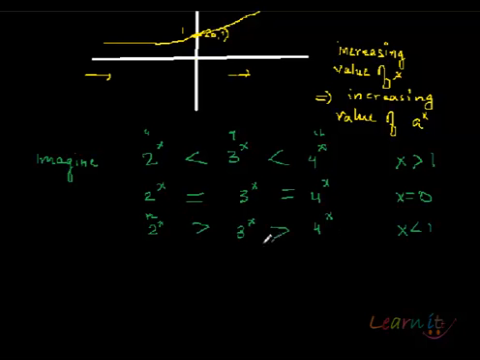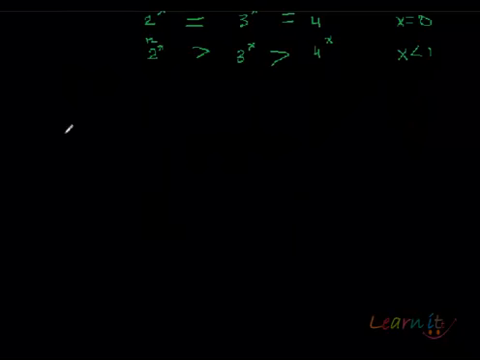Okay. And when x is less than 1, say 1 by 2 or anything, then 2 to the power x will be greater than 3 to the power x, which will be greater than 4 to the power x. So it's always good to put in some numbers and then see what exactly we're talking about.